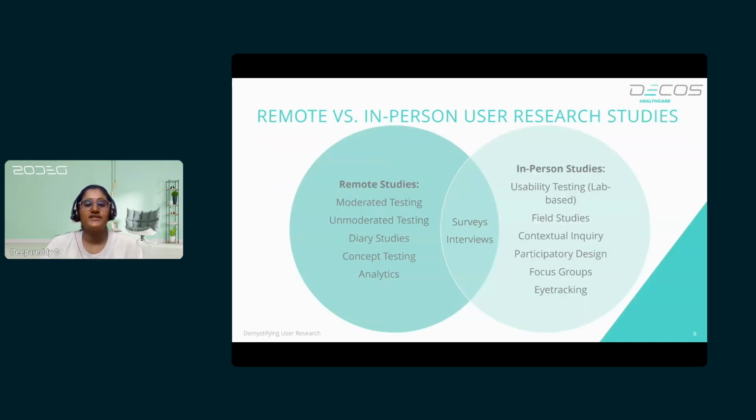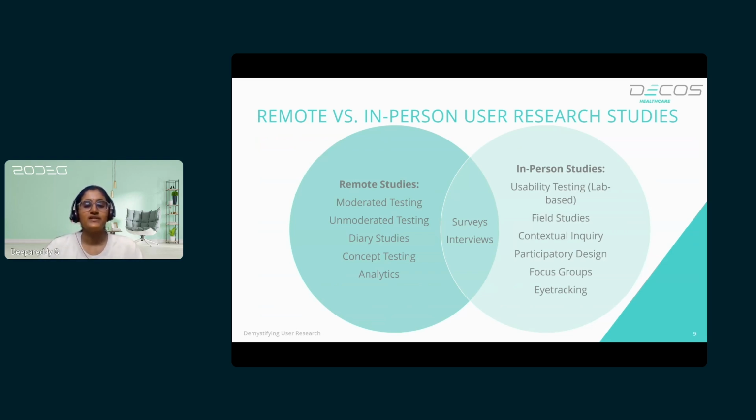Each research method we discussed earlier can be adapted for either remote studies or in-person studies, depending on our project needs and constraints. Understanding which methods are suited to each setting will allow us to optimize our research approach and gather the most relevant and actionable insights for our user experience projects.